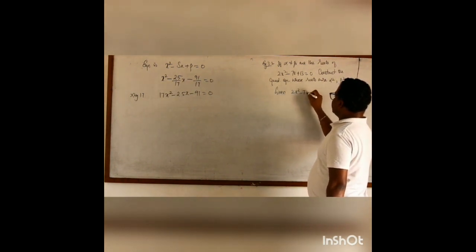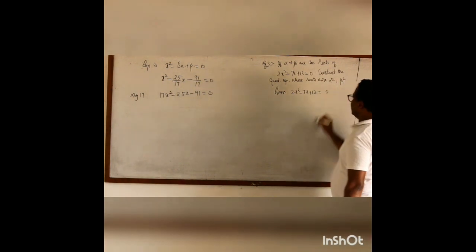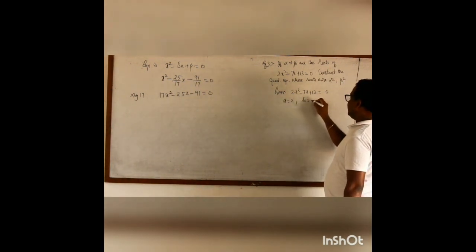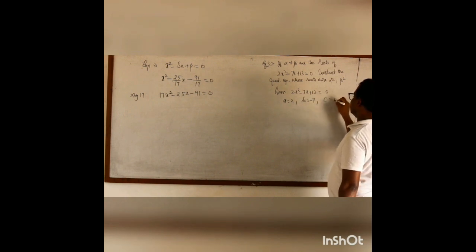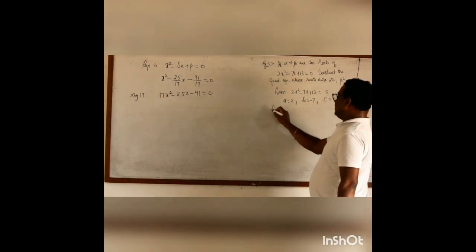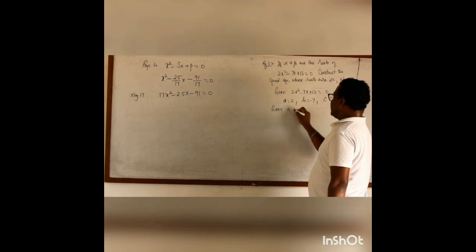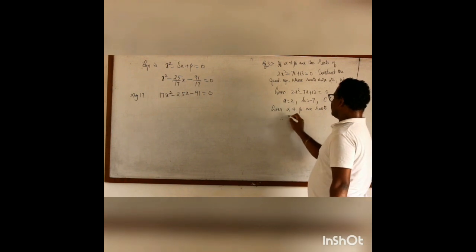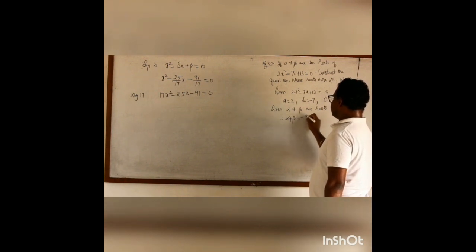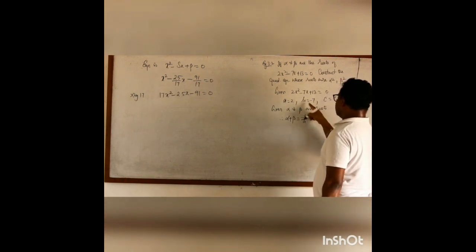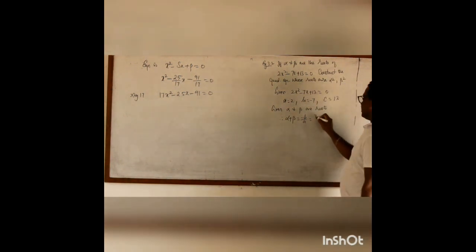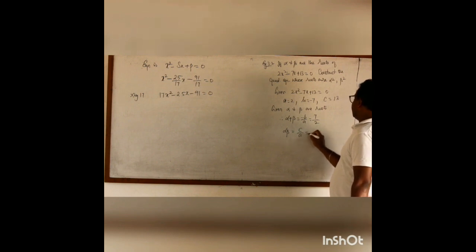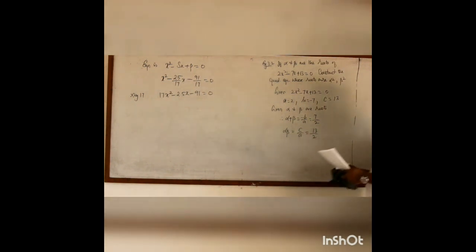2x square minus 7x plus 13 equal to 0, coefficient of x square is a, coefficient of x is b, which is minus 7, and constant term is c, 13. Given alpha and beta are roots, therefore alpha plus beta is minus b by a, where b is minus 7, so minus b is plus 7 by 2, and alpha beta is c by a, 13 by 2.